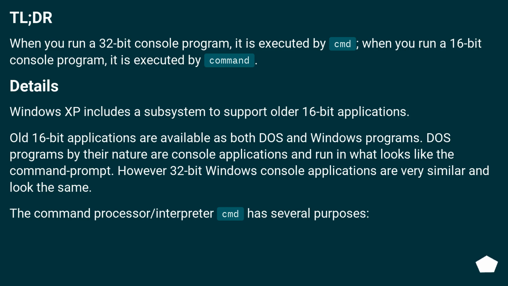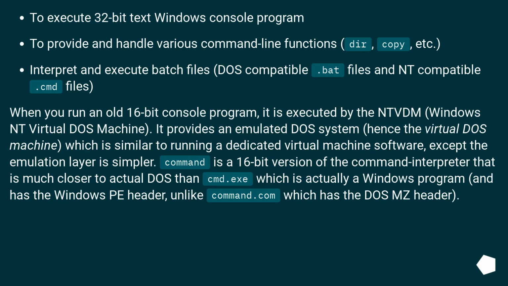The command processor/interpreter CMD has several purposes. To execute 32-bit text Windows console programs. To provide and handle various command line functions, dir, copy, etc. To interpret and execute batch files, DOS compatible .bat files and NT compatible .cmd files.